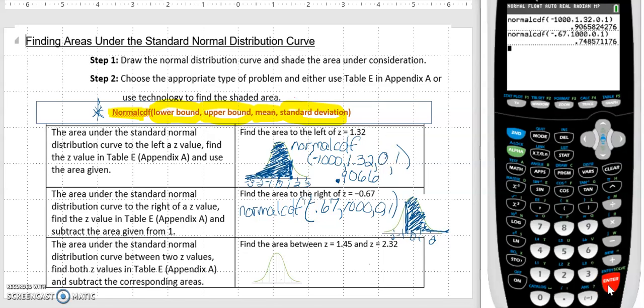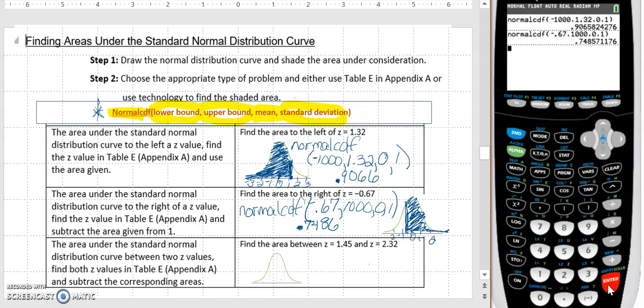And this answer is 0.7486. But when you think about these answers, they kind of make sense, because if I started at 0 and went to the right, that's 50%. So I know, since I'm starting here at negative 0.67 and going to the right, it's got to be more than 50% of the area.